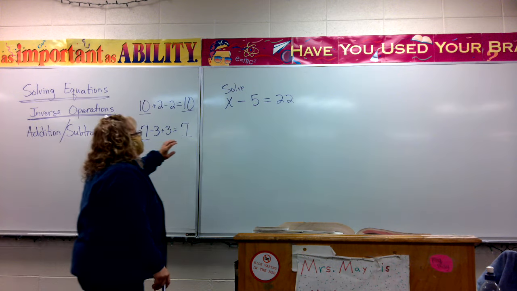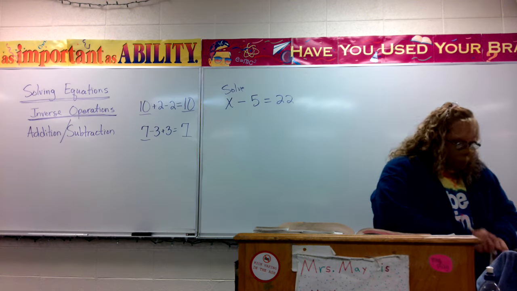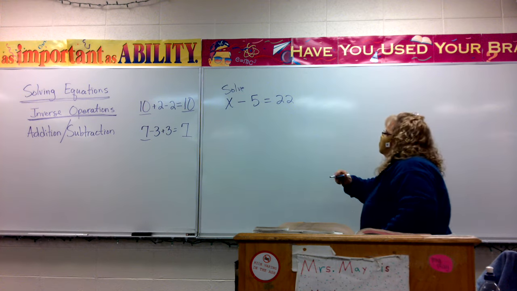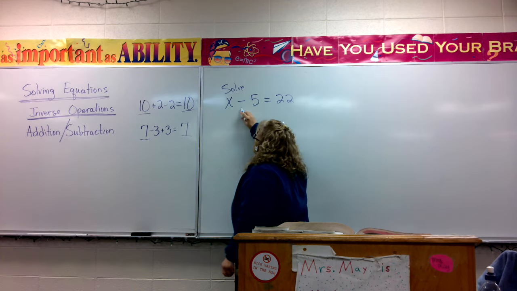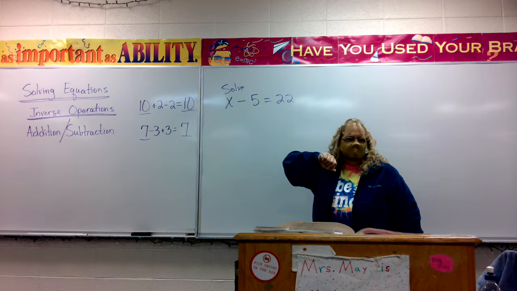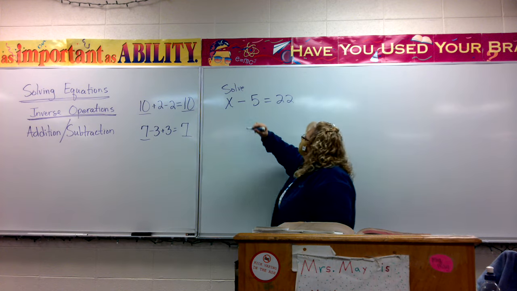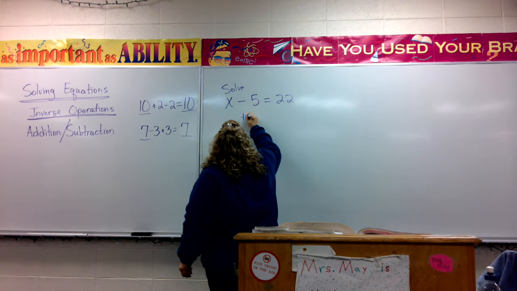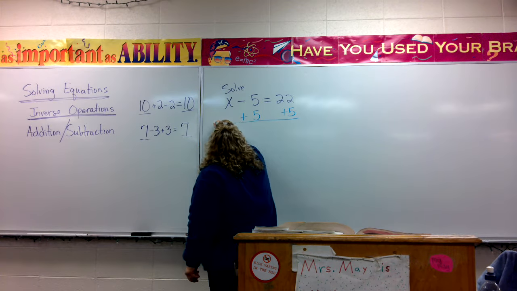I want you to write down the equation to start with. If you want to get x by itself, you have to get rid of this minus 5. How do you get rid of a minus 5? What's the inverse operation of minus? Addition, plus, right? So underneath it, I want to see plus 5 and plus 5.